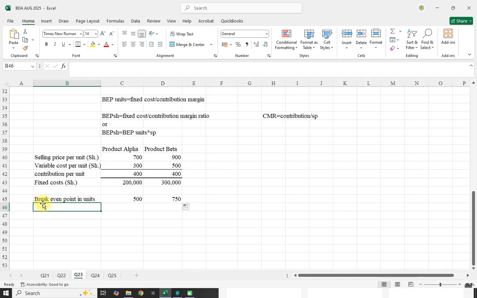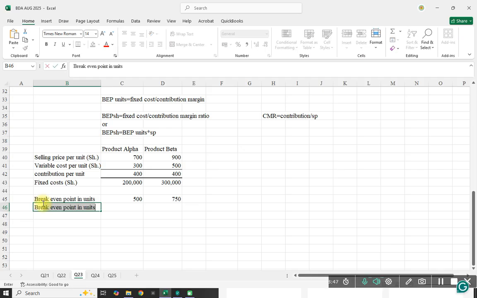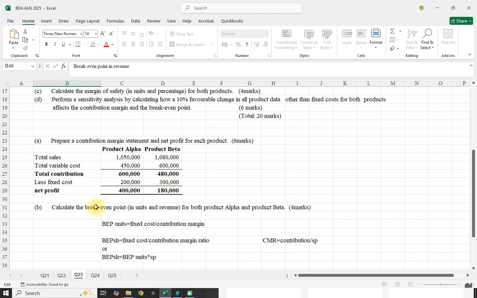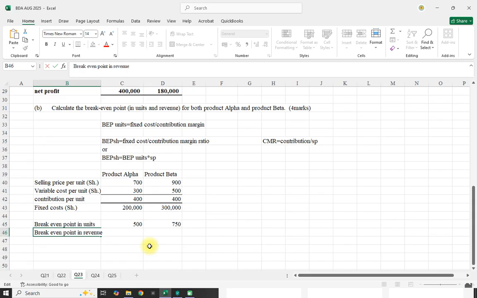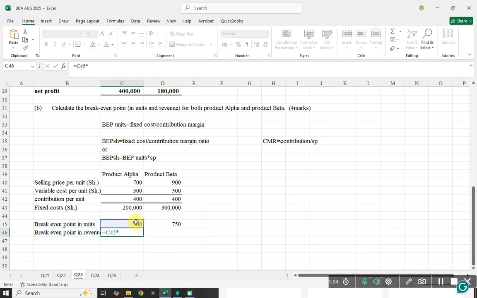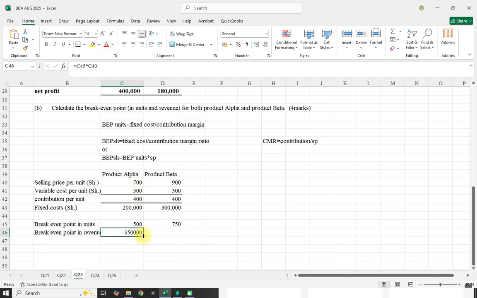And break-even point in shillings, in revenue, the one that they need in revenue, break-even point in units and revenue. So in revenue, we have said we multiply this by the selling price. That is the easier one, multiplying it by the selling price.